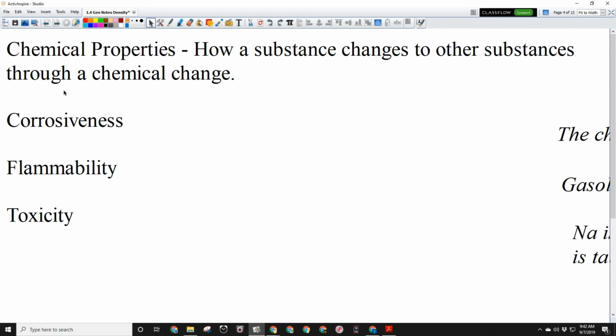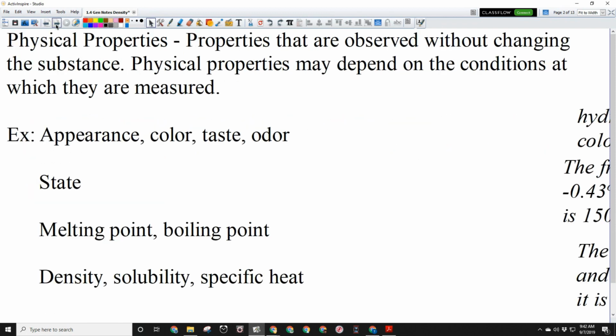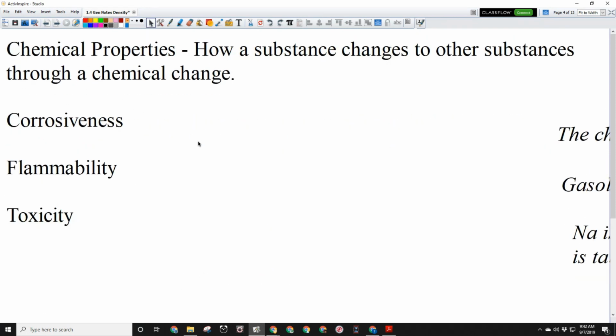All right, so let's talk about chemical properties now. We talked about physical properties. Now let's talk about chemical properties. Chemical properties, how a substance changes to other substances through a chemical change. All right, so corrosiveness is an example of a chemical property.